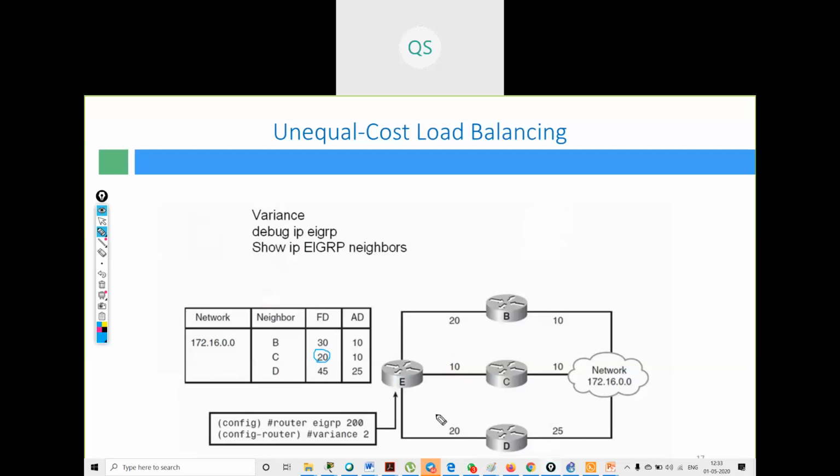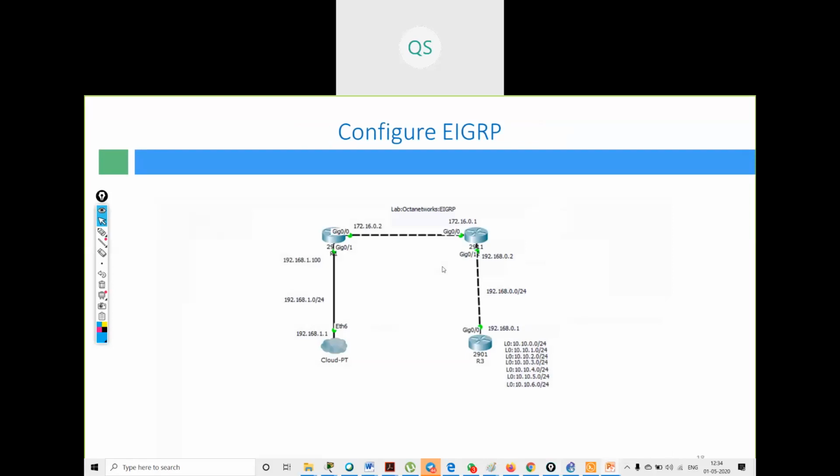Feasible distance. What is my second best route? This is my second best route, because my AD value is less than the FD value of the successor. Now if I give over here EIGRP 200 variance 2, what will it do? It will multiply this FD value by 2. It will become 40. So this is the calculation that is done in the router.